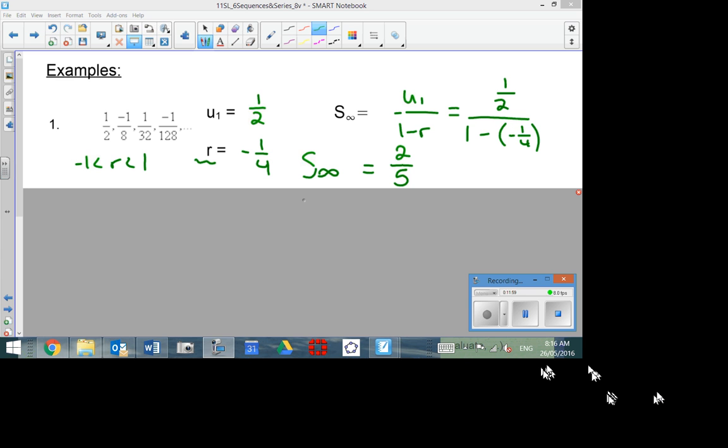And again, I can only use this formula when my ratio is between negative 1 and positive 1, which it was. So this series is going to converge, or come towards a limitation, which winds up being a limiting sum of 2/5.